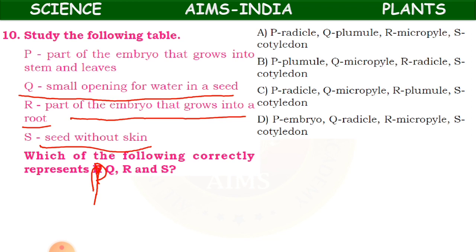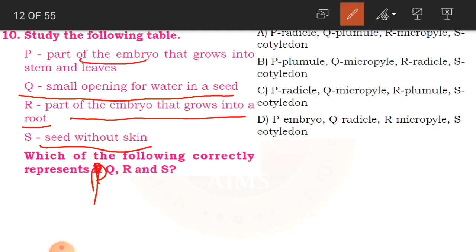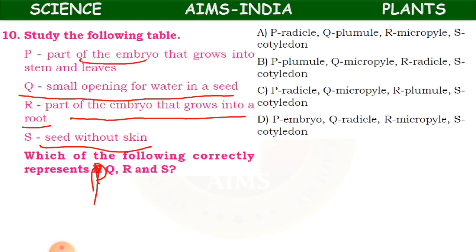So what we have read is P is for radicle, Q is for plumule, R is for micropyle and S is for cotyledon. No, S is for cotyledon. Now what will be our answer? According to the information in the table, P is for plumule, Q is for micropyle, R is for radicle and S is for cotyledon. Okay, so then which option will match our answer?